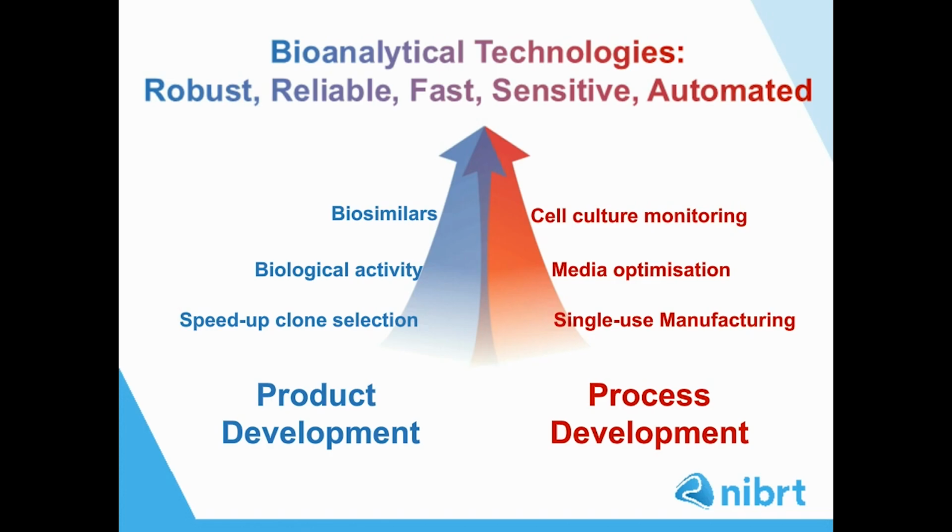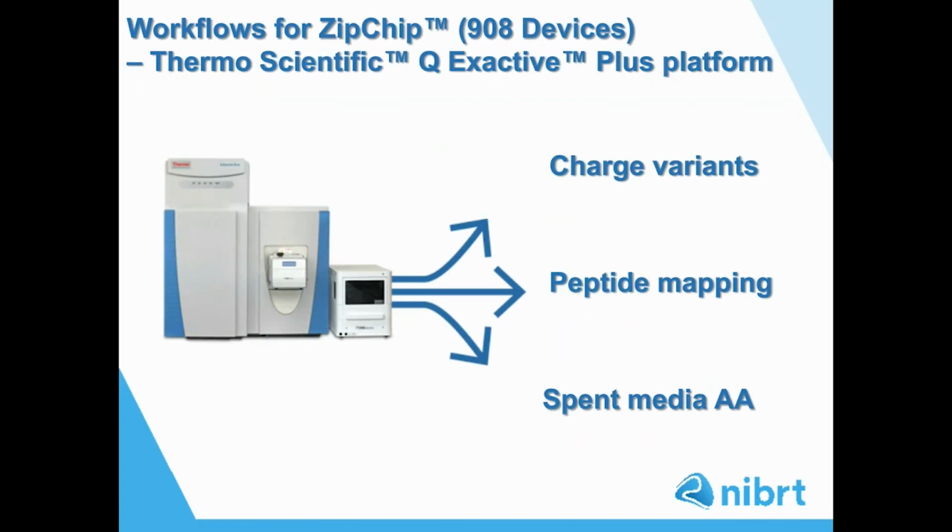This, of course, requires that methods have an increased dynamic range to spot biotherapeutics microheterogeneity, but at the same time, the methods should be robust, reliable, fast, and possibly automated. The ZipChip front-end separation device has been used in our group at NIBRT for a number of workflows, and they range from intact mass analysis, peptide mapping, and also spent media analysis for cell culture monitoring.